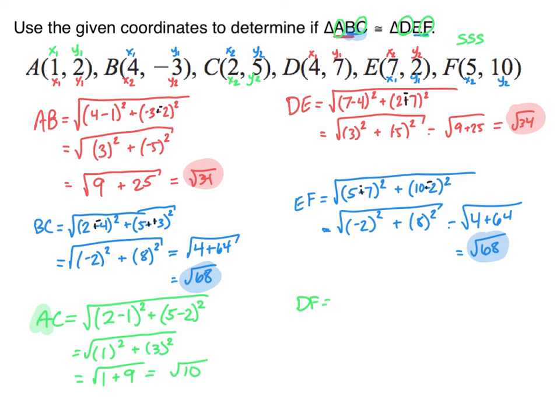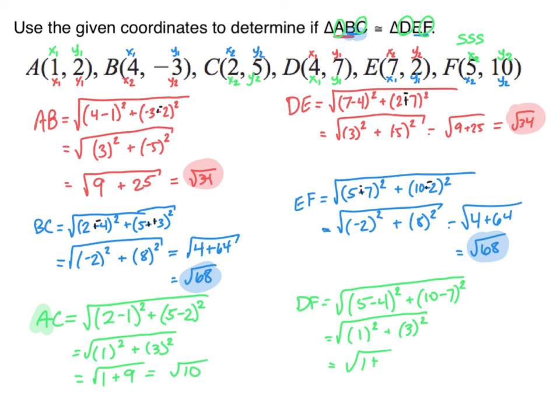And for DF, I'm going to go with x1, y1, and x2, y2. Square root here, DF is going to be 5 minus 4, that looks good, plus 10 minus 7. Again, I end up with 1 squared plus 3 squared. And that's going to be the square root of 1 plus 9, which would equal, again, the square root of 10. So I have now proven here's the square root of 10 and the square root of 10. So they are congruent.